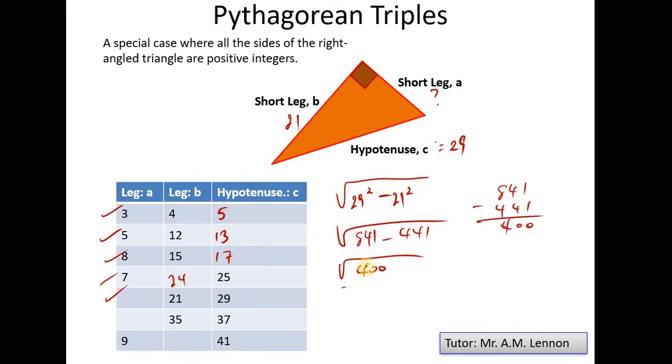And we know 4 is a square number, right? We know that this is the same thing as saying 4 times 100, which simply means we're going to find the square root of 4 times the square root of 100, because the square root is distributive over multiplication. So we're going to get 2 times 10, which is 20.